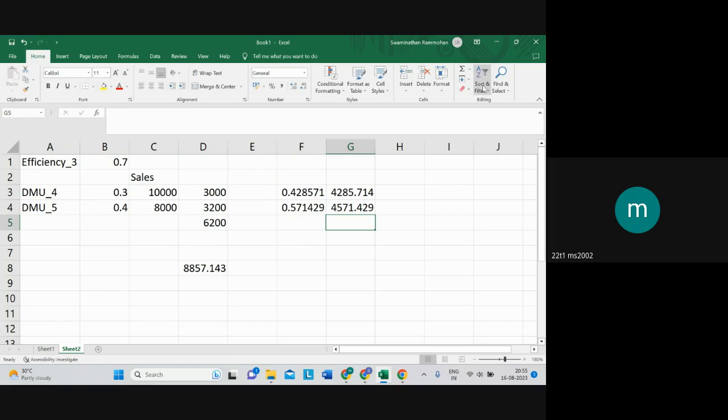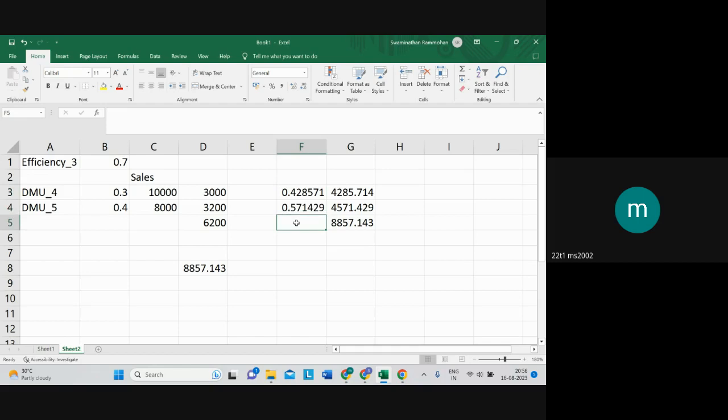Then to do the sum, it's going to be 8857.143. So the sanity check for you people is that generally, if you add the shadow prices for a DEA problem, it should add up to 1. If it is not adding up to 1, then you divide the efficiency that is given in the problem by the efficiency of the business unit that is of interest to us and normalize it.